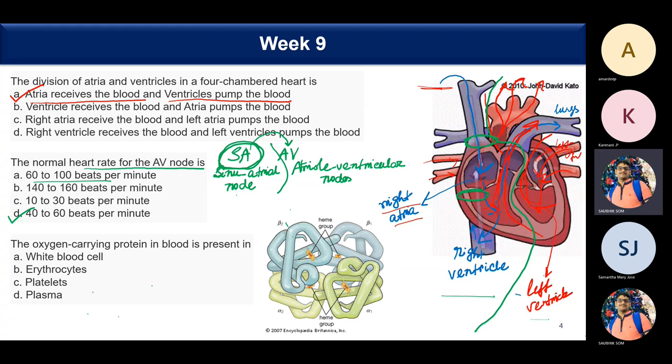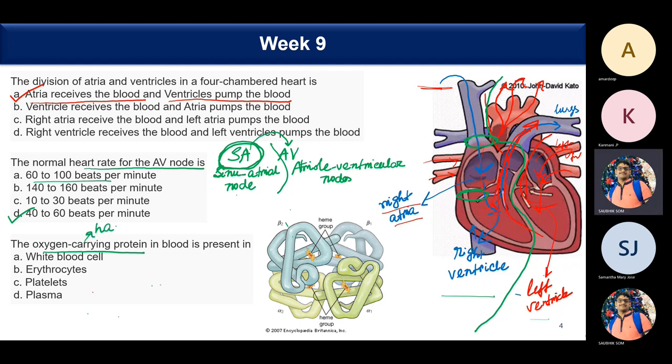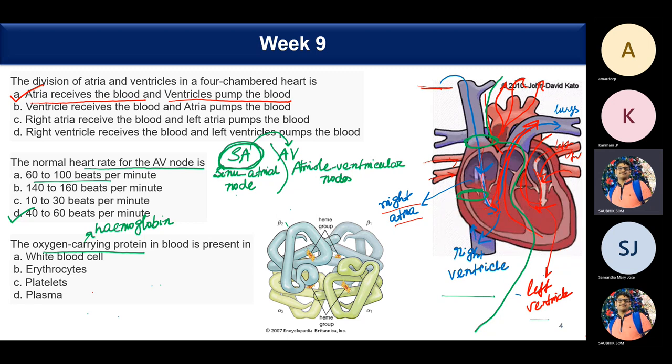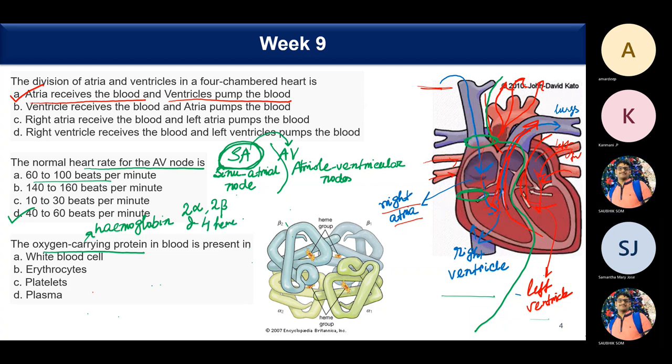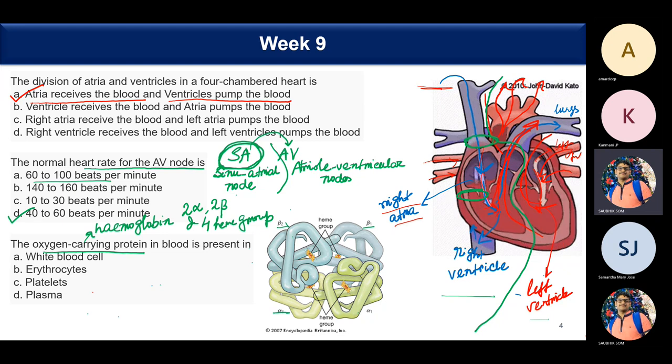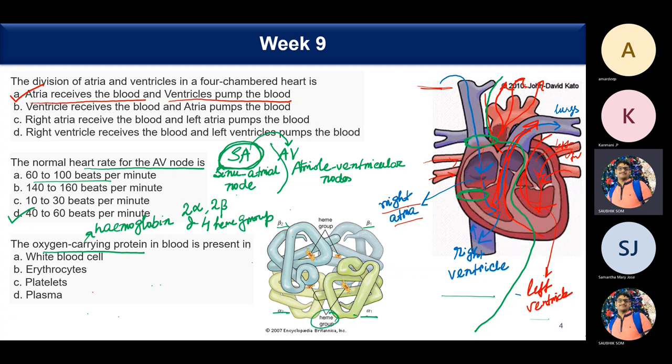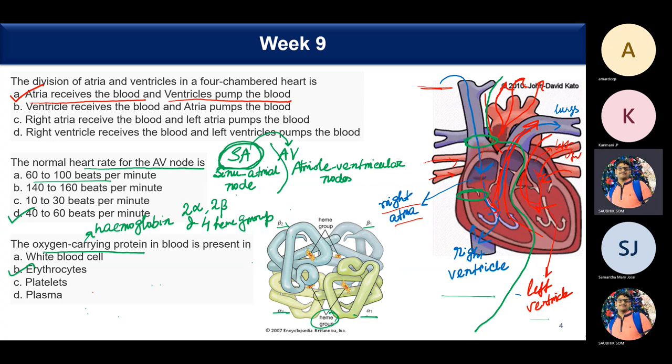The oxygen carrying protein in the blood is present in the, so what is the oxygen carrying protein? It's the hemoglobin, right? The globins. What is hemoglobin made up of? Two alpha, two beta, and four heme groups. Right? So this is beta one, beta two, alpha one, alpha two. And these are the heme groups. Correct? Four heme groups are there. This is the oxygen carrying. So it's present in which cells? Of course, the red blood cells or erythrocytes. That's why erythrocytes are red, because hemoglobin is red in color. Okay.